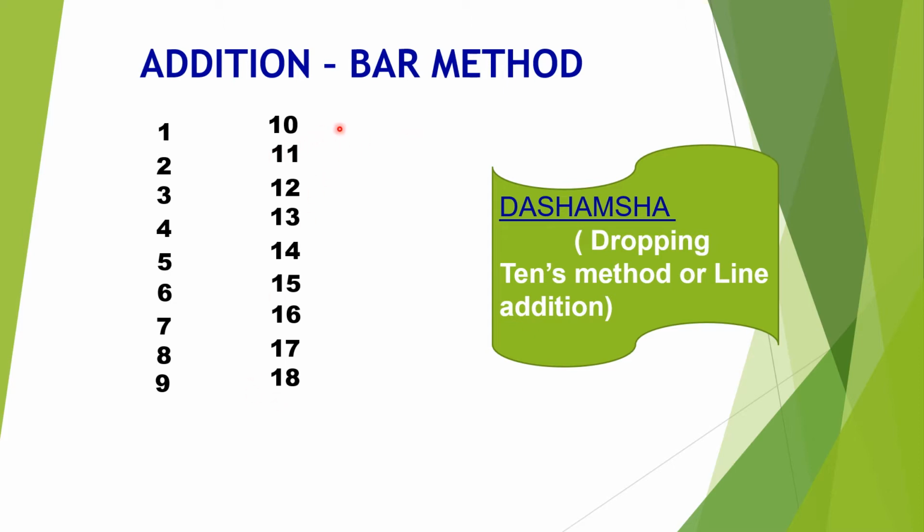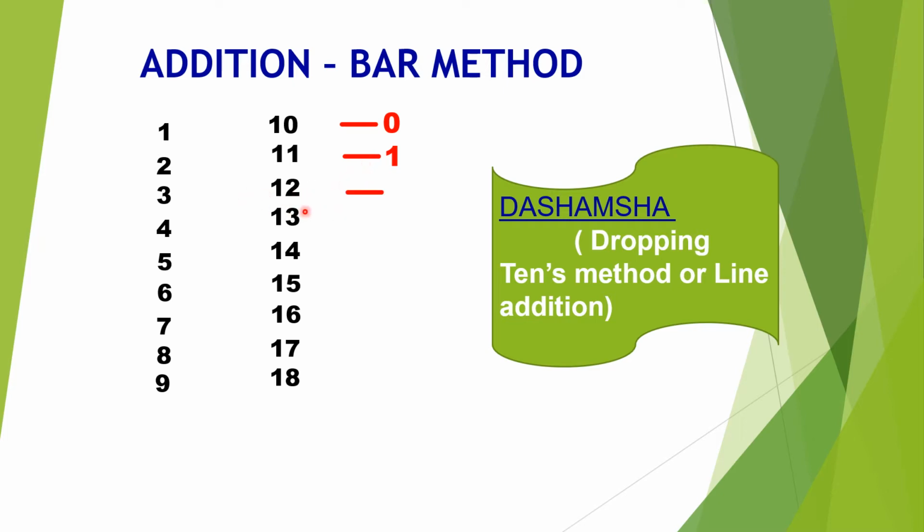So let's see how we write 10. 10 means 1 bar and 0 I will write. 11 means how do we represent? One small bar and 1. What does it mean? The bar represents 10. Instead of writing it as 10, we are representing it as a bar. You can take it as one small dot also, dot method also we can say.